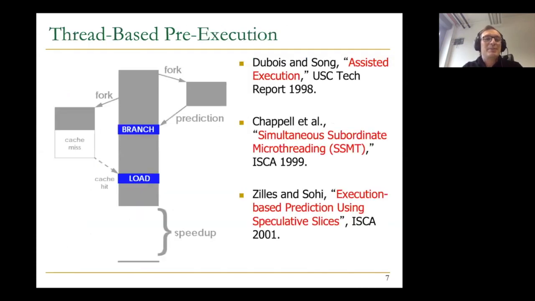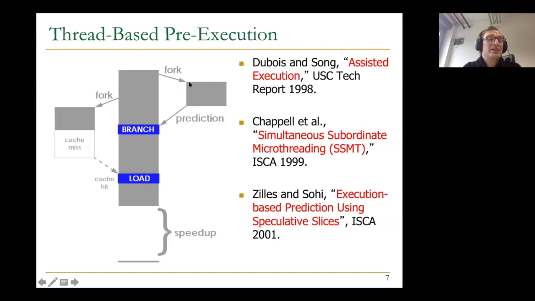Okay, so let me give you some examples of what you can do. Thread-based pre-execution is a very general idea. You don't have to do it just for prefetching. You can do it for predicting branch outcomes earlier. The idea was first proposed in, I believe, these two papers. One of them is a technical report called Assisted Execution. The other is called Simultaneous Subordinate Microthreading. Interesting names, clearly. Basically, the goal of these speculative threads is to assist the execution of the main program.